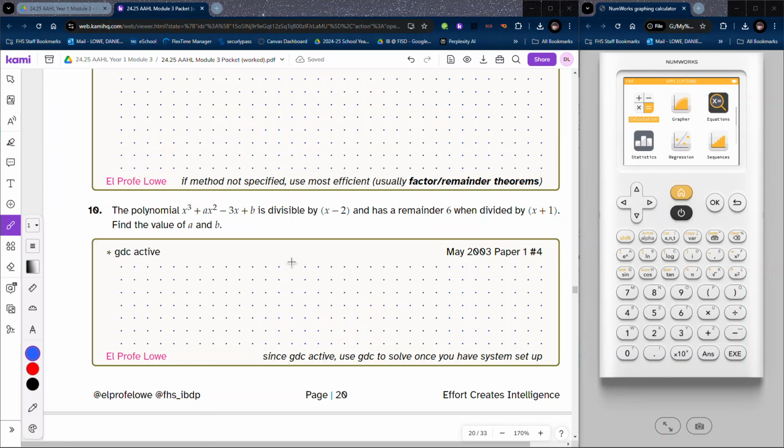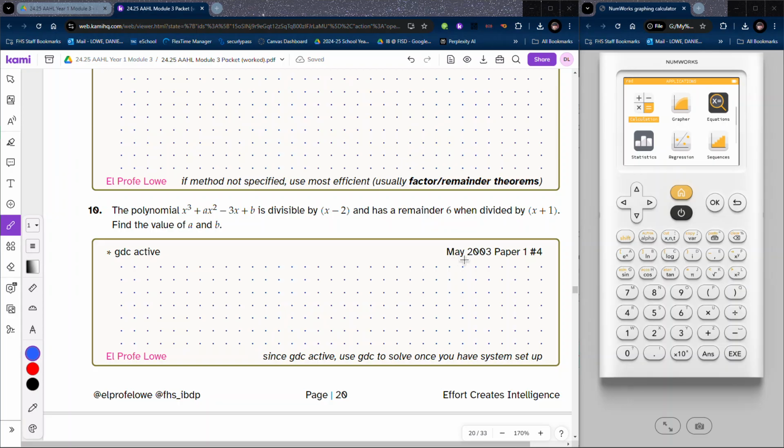We're going to be looking at using the factor theorem and the remainder theorem to solve this particular problem, and we'll have it be calculator active, so we'll see how we can use our calculator to help us. Alright, so we have a polynomial. We know it's divisible by x minus 2. We know it has a remainder of 6 when divided by x plus 1.